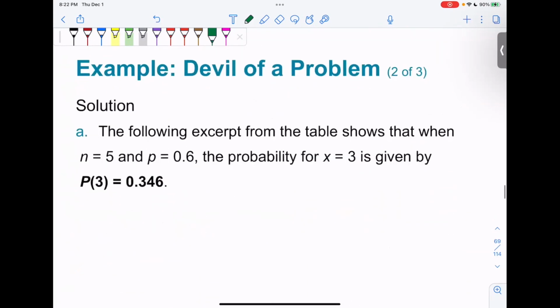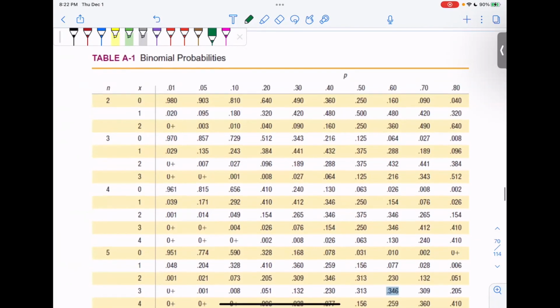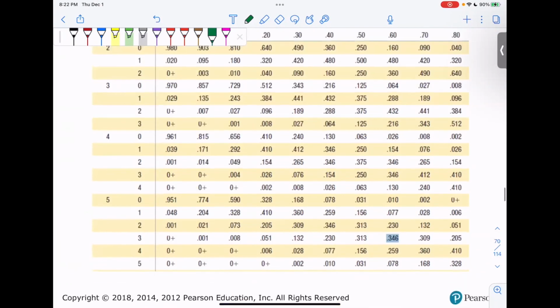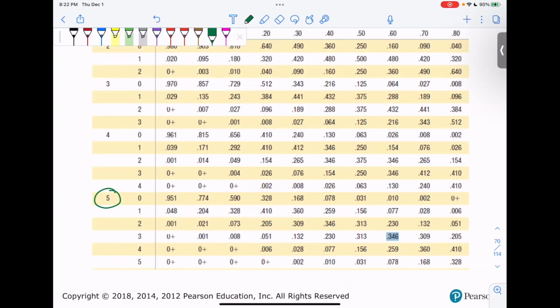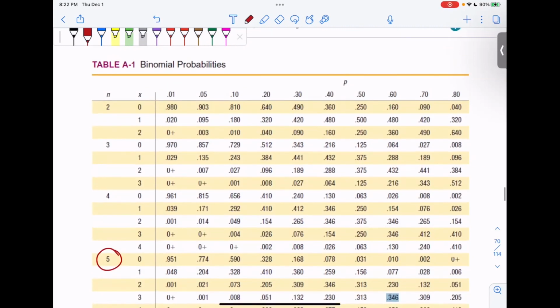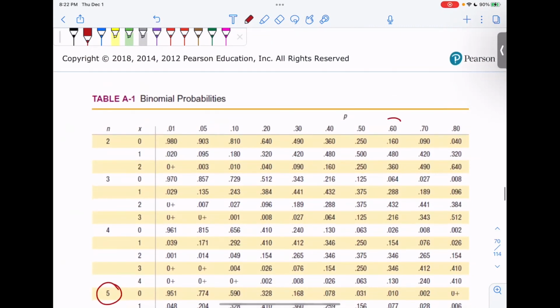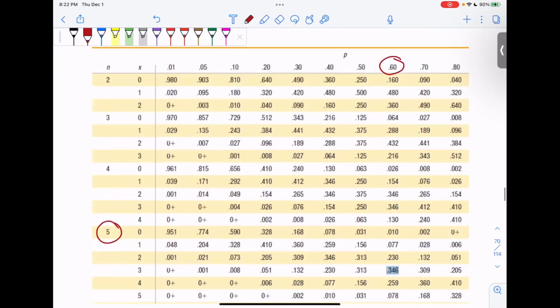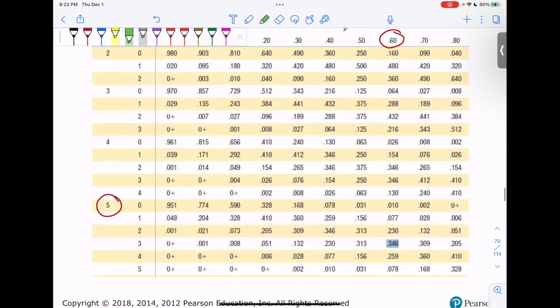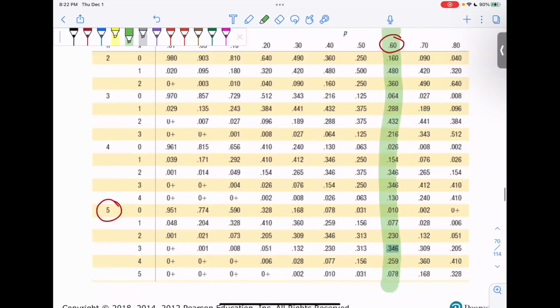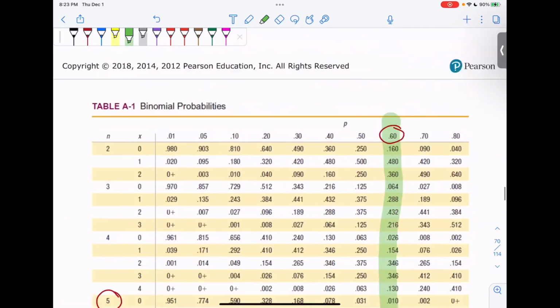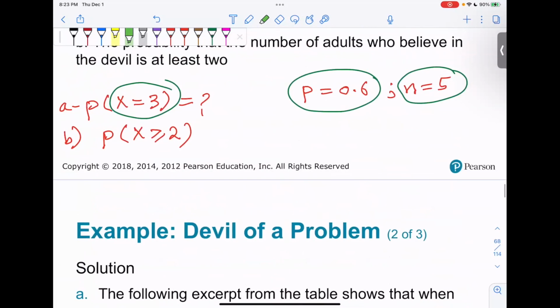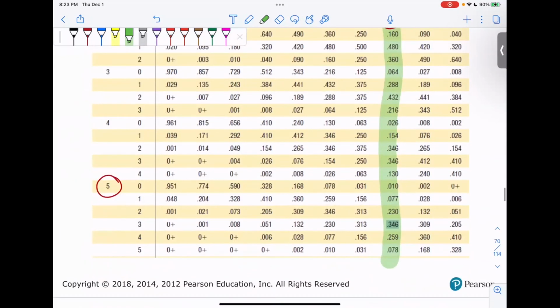So let's go to the table. We have n, and we said n equal to 5, so this is our n. And we have p, which is 0.6, this one. So for sure we will look somewhere in this column. Then the question says exactly X equal to 3. So under this n, we will go to 3, which is this one. So this is our value.